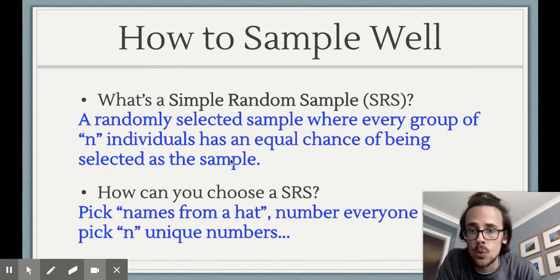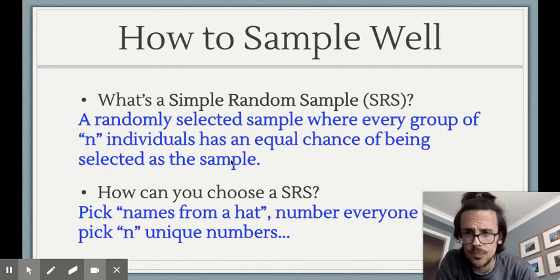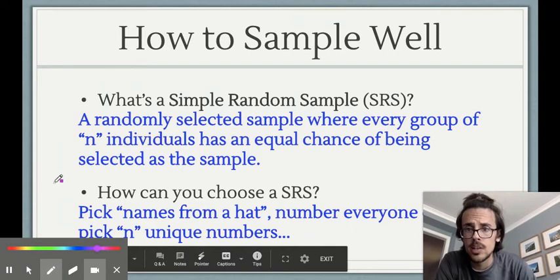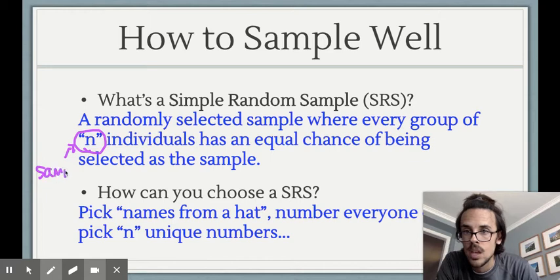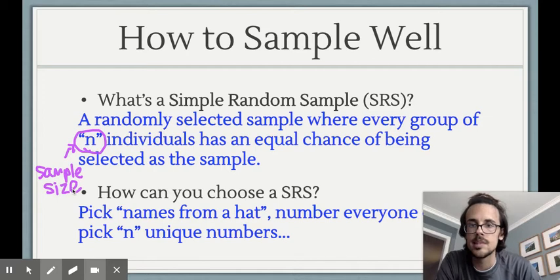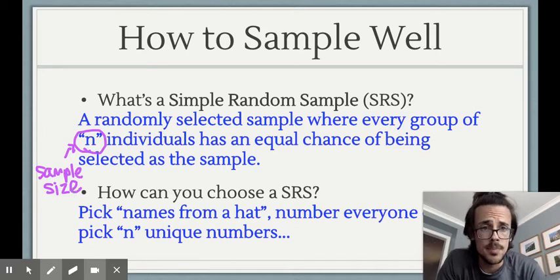So every group of n individuals. The variable n, by the way, is a really important variable in statistics. Lowercase n is the variable that we will use all year long to represent our sample size. So make sure you make note of that as you're writing out your definition right here. Little n stands for the sample size, and every group has the same chance of being chosen. The definition is a little weird, but actually thinking about what an SRS is isn't so bad. There are lots of ways you can design one.